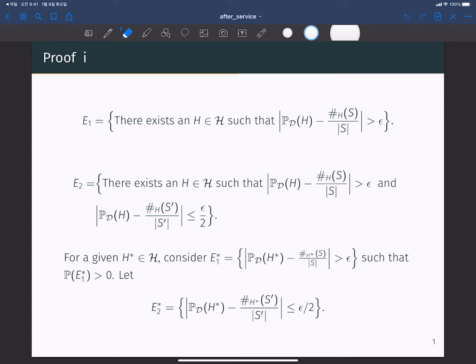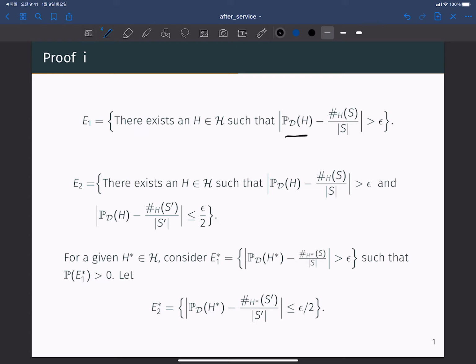So in the proof of the uniform convergence theorem in week 5, we define 5 different conditions: E1, E2, E1 star, E2 star, and E2 prime. So in this video clip, I will explain the relations between E1, E2, E1 star, E2 star, and E2 prime.